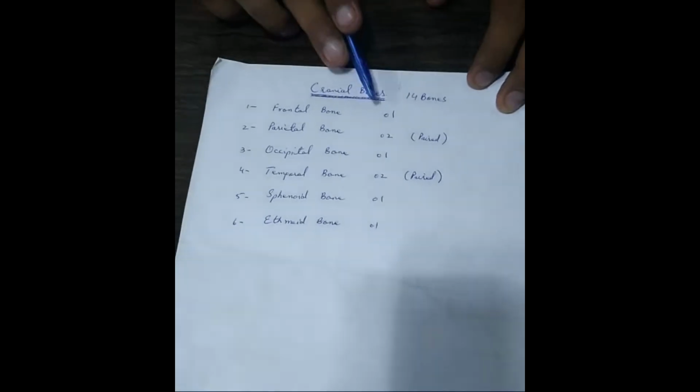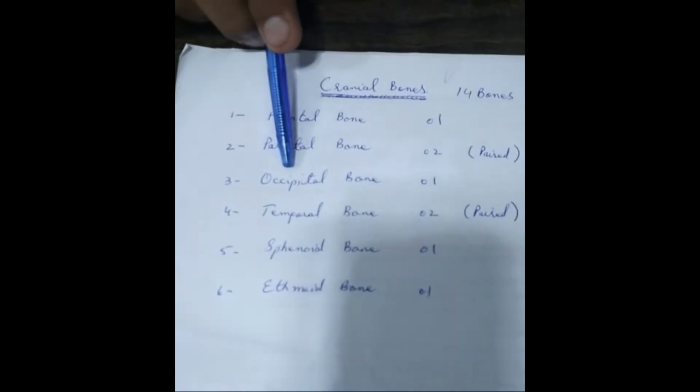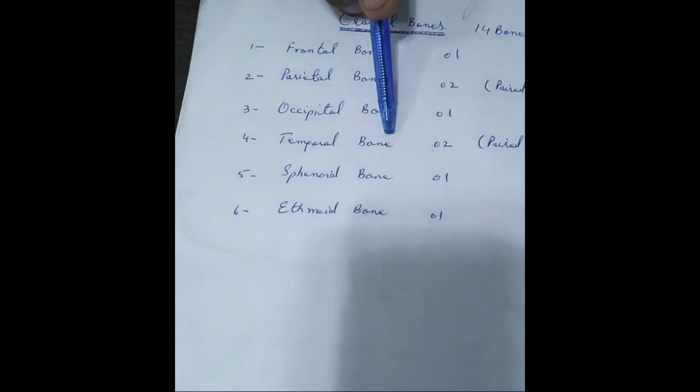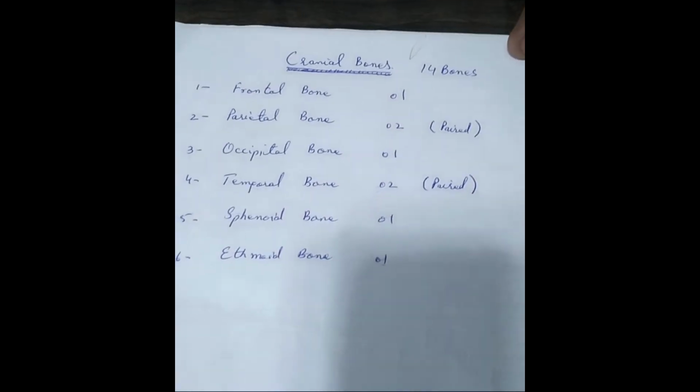Before we demonstrate the cranial bones, let us explore the bone names, which bones are paired and which are unpaired. In the cranial bones we have the frontal bone, parietal bone, occipital bone, temporal bone, sphenoid bone, and ethmoid bone. The parietal bones and temporal bones are paired. The rest are unpaired bones in the cranial bones.